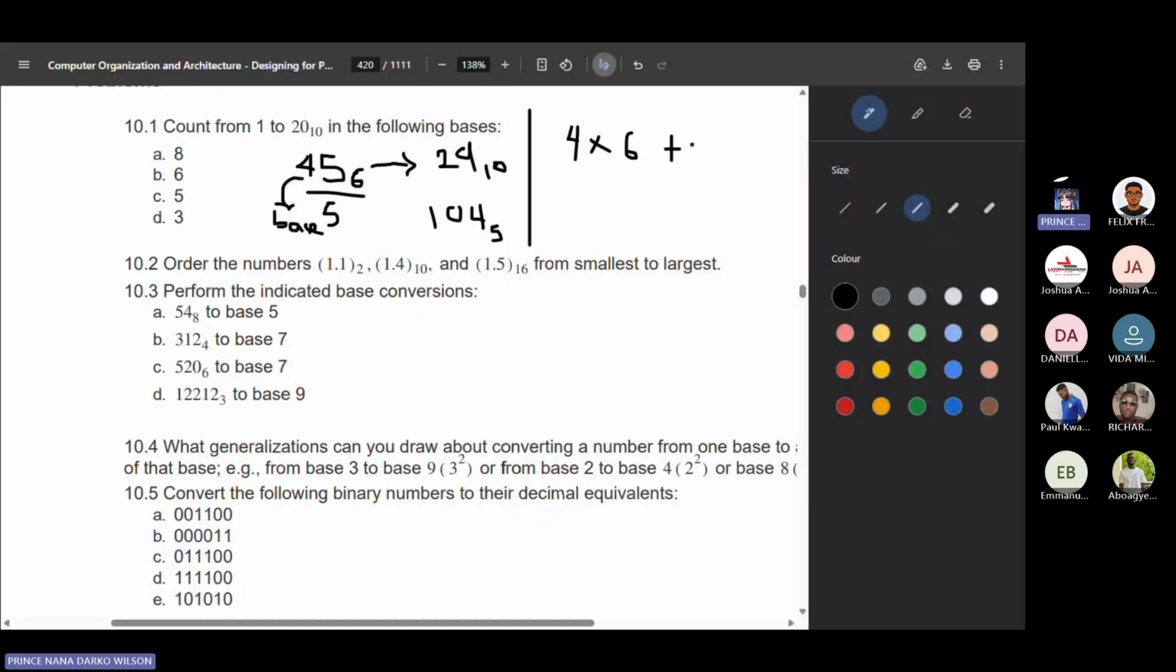And then 5 times 6 raised to the power 0, which is still the same as 5. So that's 24 plus 5, that gives us 29 base 10. So first one is correct.